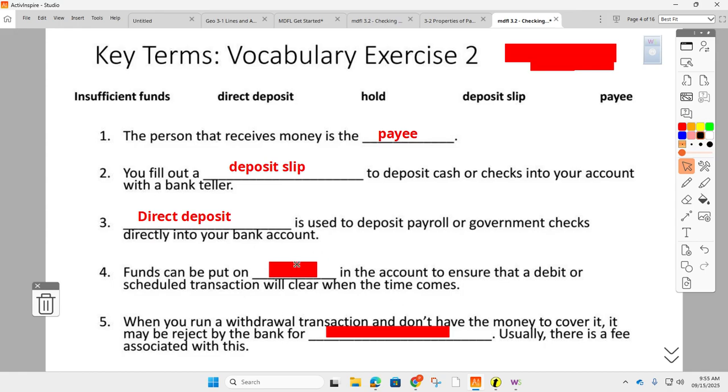What do you think that one is, Samaya? Hold. And when you run a withdrawal transaction and don't have the money to cover it, maybe you're rejected by the bank for blank, and usually there's a fee associated with those. Last one, insufficient funds, and that's what we call it, you say that your check bounced. We don't write that many checks anymore, but it's the same thing. If you spend more money than you have in your account, your bank is almost always going to charge you, and they don't always pay that either. So they just will charge you because they have to reject the payment.